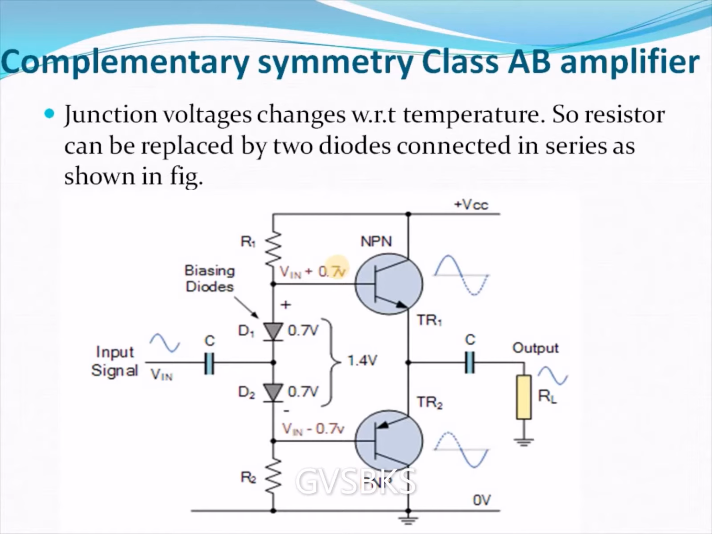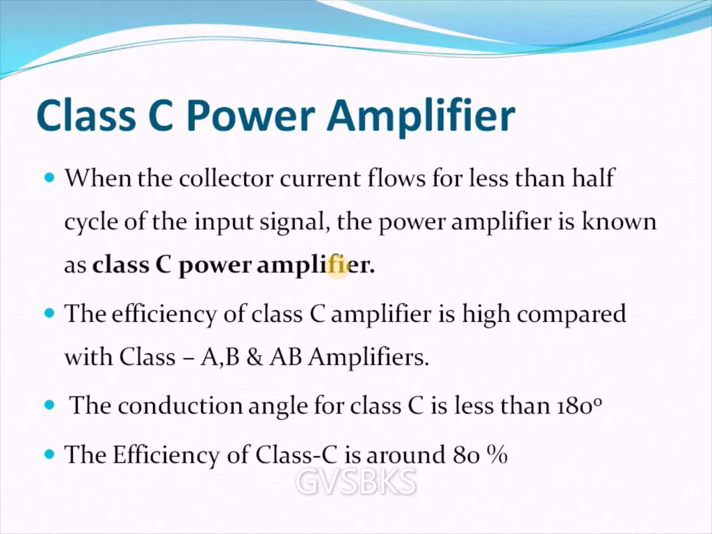The maximum efficiency of this class AB type of power amplifier is only 78.5%, which is equal to the class B type. So our intention is to get more efficiency. So we are going for one more type of power amplifier, that is the class C type power amplifier. Okay, let us see what a class C power amplifier is.